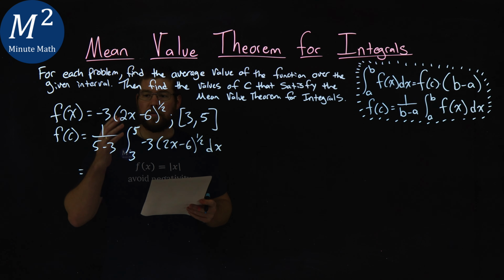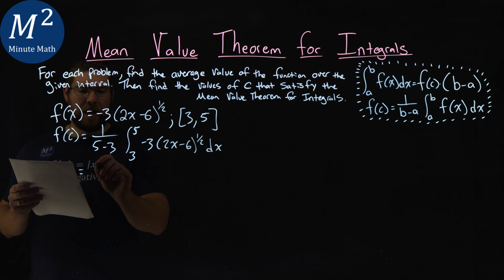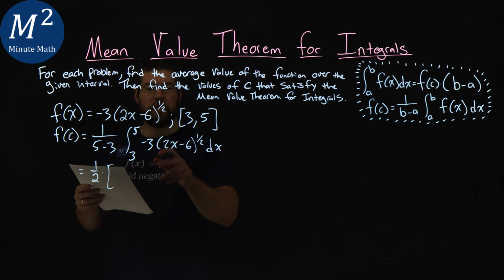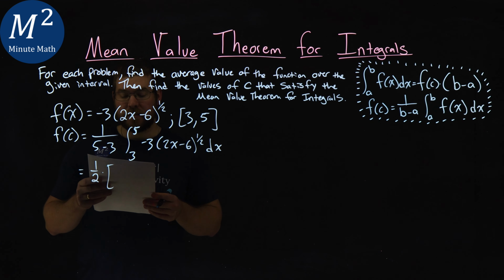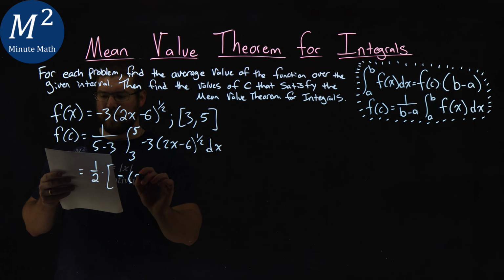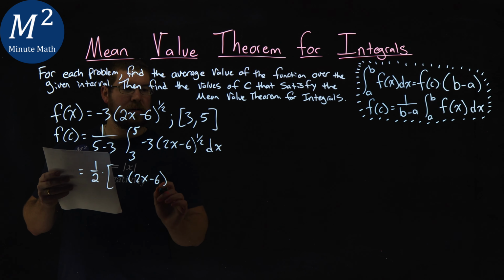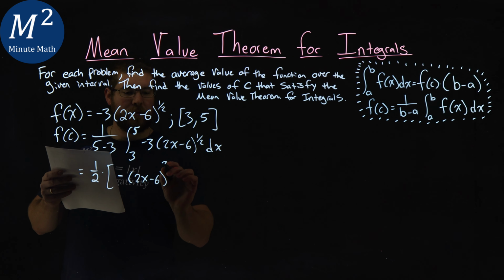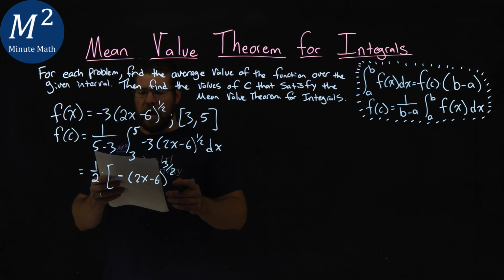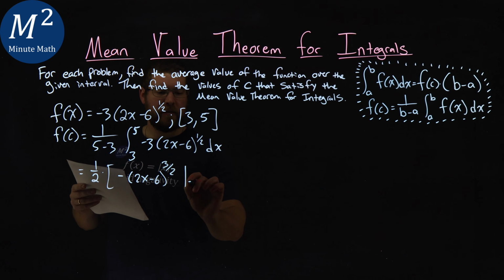Simplifying this, 1 over 5 minus 3 is a 1/2. Multiply that, what's the integral of our function? Negative 3 times (2x minus 6) to the 1/2 power. This comes out to be a negative (2x minus 6) to a 3/2 power. And we want to do this from 3 to 5.